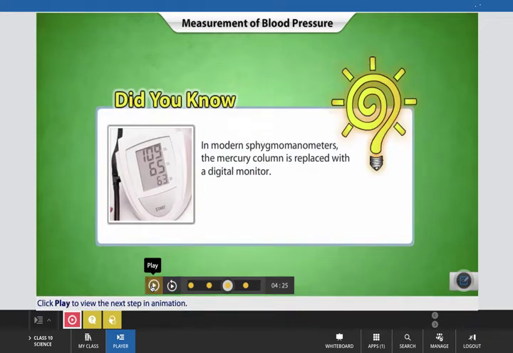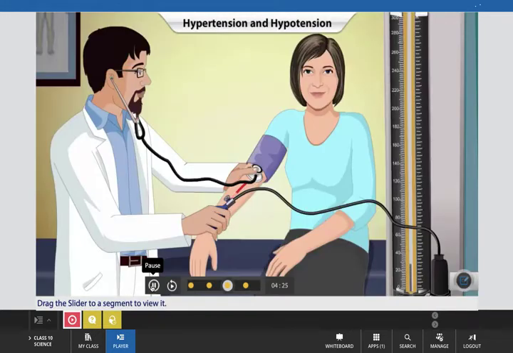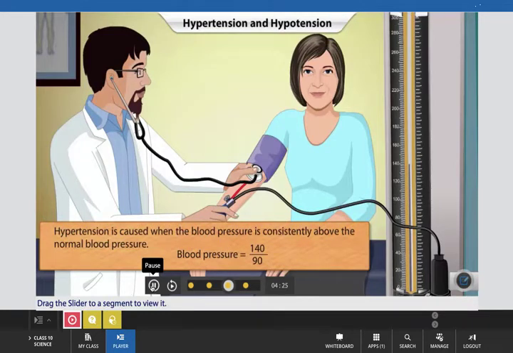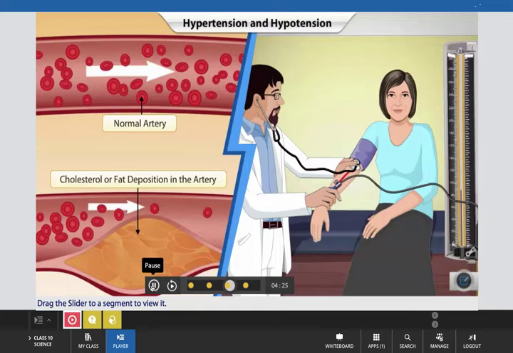Now in modern sphygmomanometer, the mercury column is replaced with a digital monitor, which is the modern day instrument for measuring blood pressure. When the blood pressure of an adult is consistently above the normal blood pressure, the condition is known as hypertension. One common cause of hypertension is the narrowing of arteries due to cholesterol or fat deposits. The arteries become stiff and lose their elasticity, thus increasing the resistance to the flow of blood.